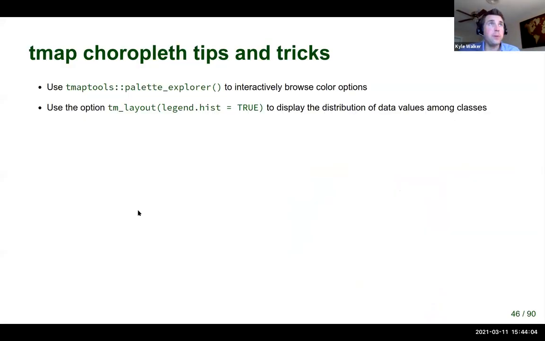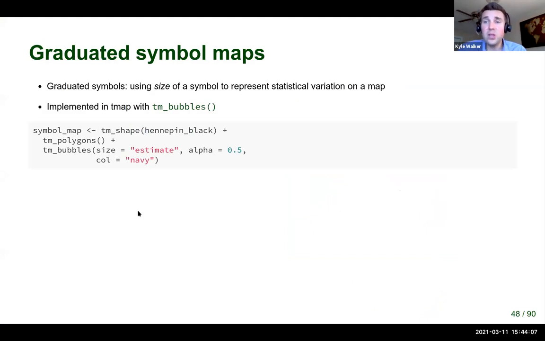Now, in many cases, you might not want a choropleth map. There are a lot of other types of maps that you can work with. If you're coming from a GIS background, or even if you are an avid consumer of maps in journalism or in various publications, you might be familiar with a graduated symbols map, where instead of using color to represent a statistical quantity of interest or an attribute in your data, we use size. This is implemented in tmap with tm_bubbles.